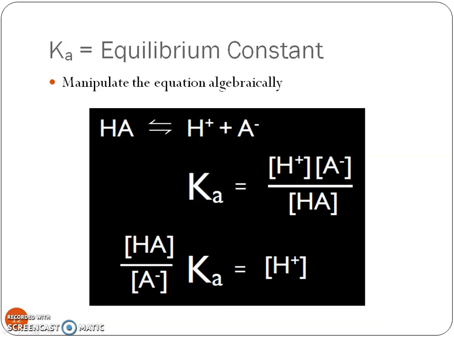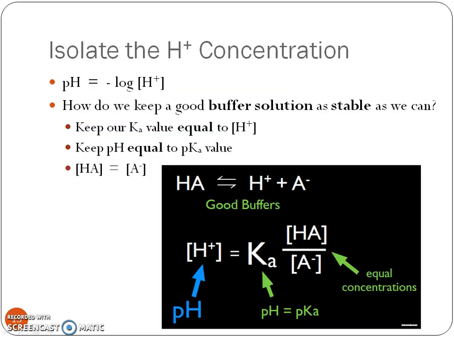So then he went on to talking about that equilibrium constant, and remember that K equation is products over reactants. But in this equation, what we are interested in is that H+, because that H+ concentration gives us that pH value. So remember that pH equals the negative log of H+, and so how can we keep that good buffer solution as stable as possible? Well, again, we want to keep the concentrations of the weak acid HA and the conjugate base A- as equal to each other as possible. We want this ratio to be as close to 1 as possible.